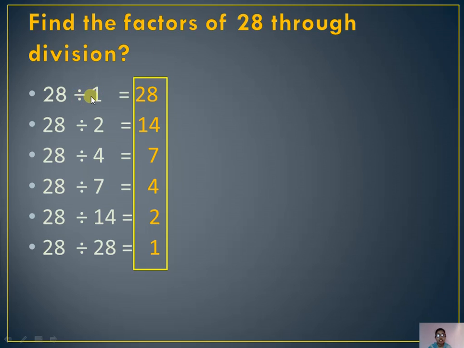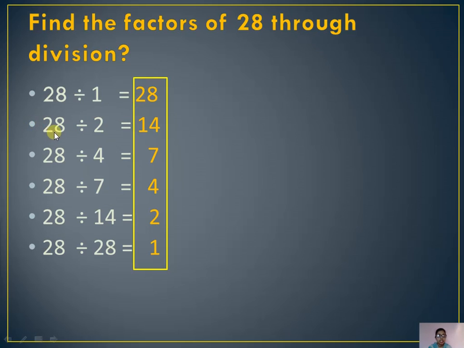यहाँ पे हमें एक ऐसा नंबर फाइंड करना है जिसको जब हम 28 से डिवाइड करें तो हमें रिमाइंडर 0 मिले. So, on dividing 28 by 1, we get quotient 28 and remainder 0.